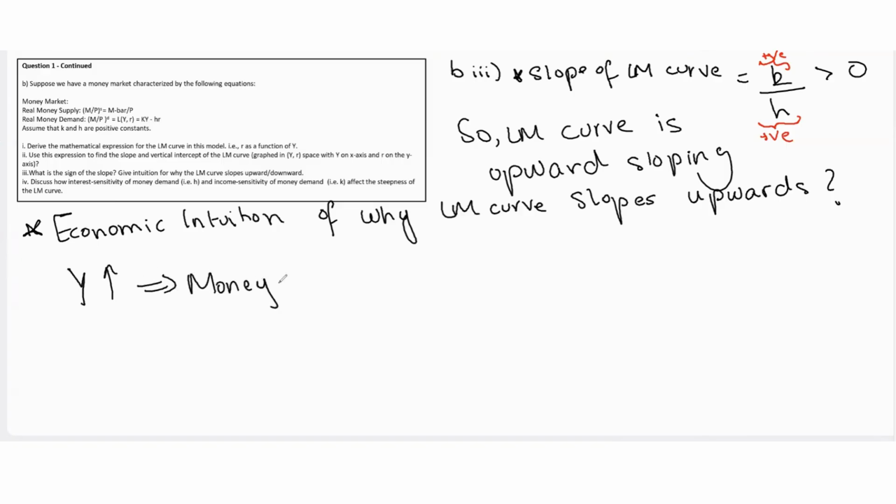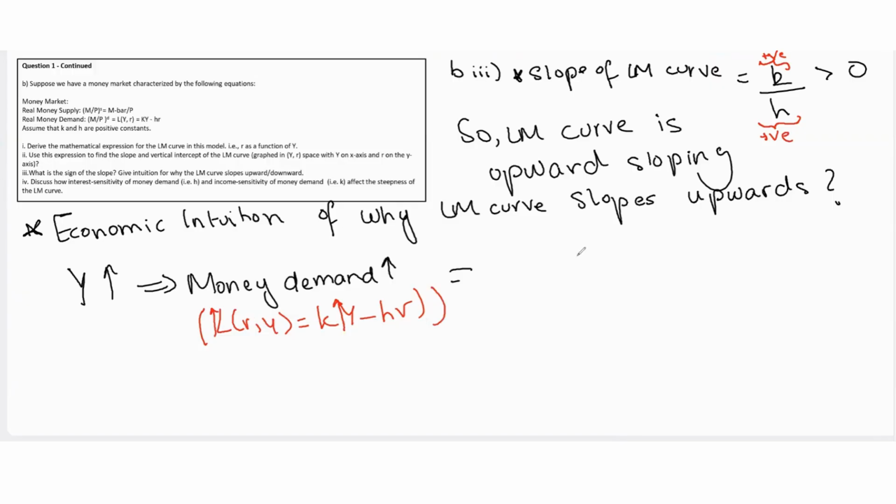Because we know here that money demand L equals KY minus HR. So there's a positive relationship here and a negative relationship there. So we can see over here, as income increases, money demand increases.